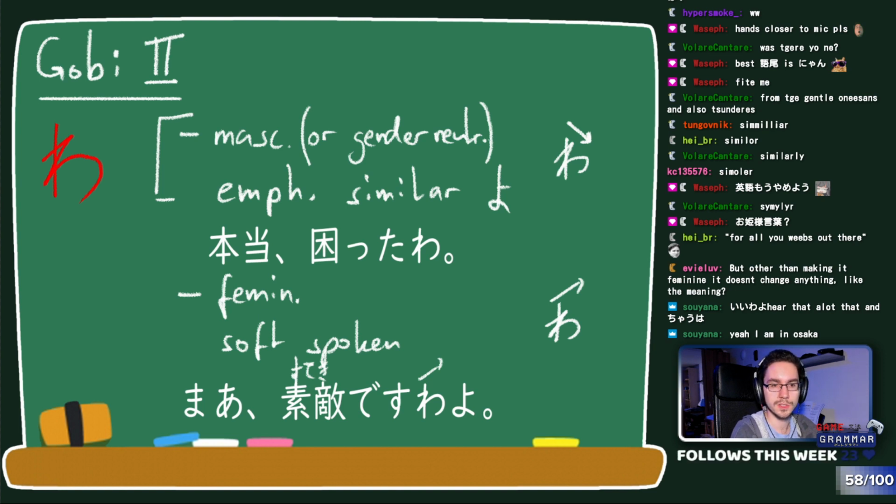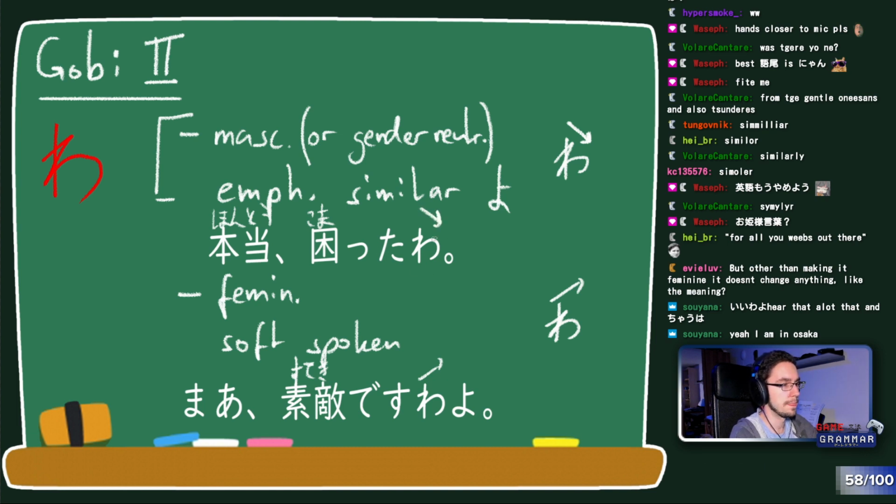Let me slide this down, and then let me just add some furigana for your convenience. So first we have honto, and then komatta wa, right? Komaru. Komatta wa. Komatta wa. So this would be more of a down pitch.